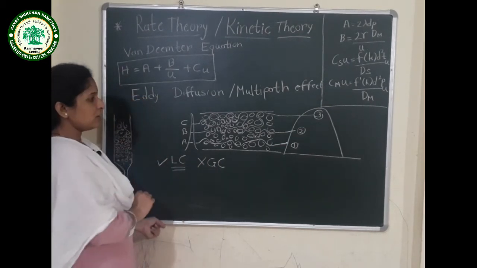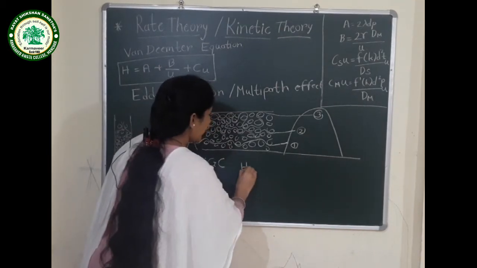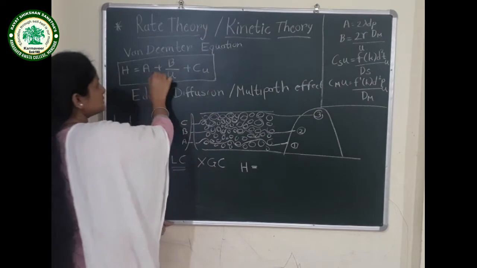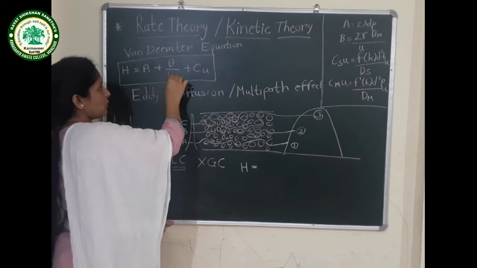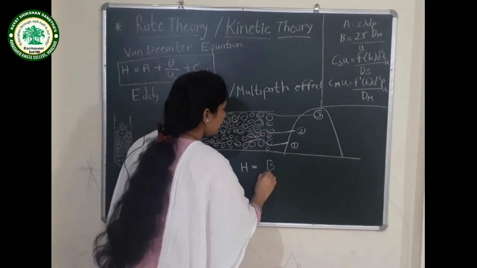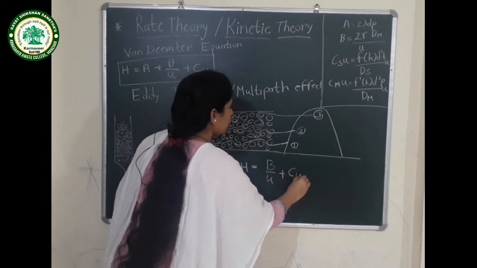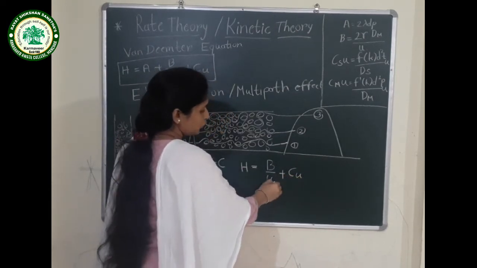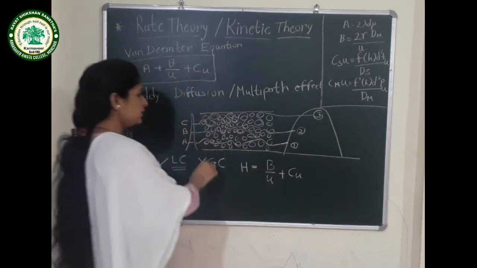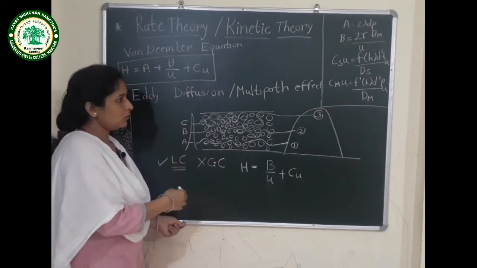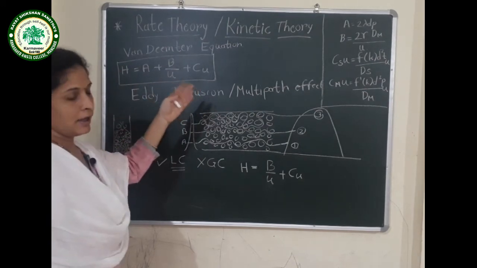Then the Van Deemter equation for the gas chromatography will change, and it is given by H is equal to, as here Eddy's diffusion is absent, it is a negligible quantity in the gas chromatography. The equation becomes B upon u plus Cu. In gas chromatography, longitudinal diffusion will occur with the flow rate and Eddy diffusion will be absent. Okay, this is all about the Eddy diffusion in the Van Deemter equation.